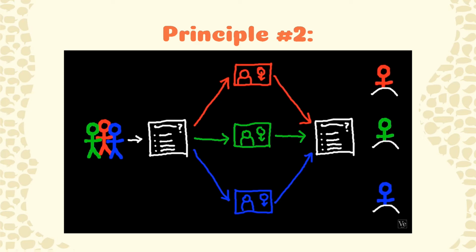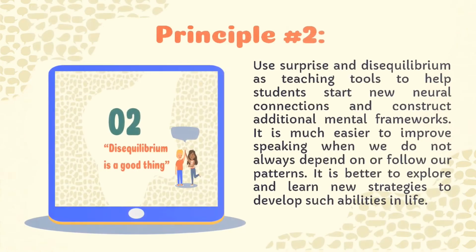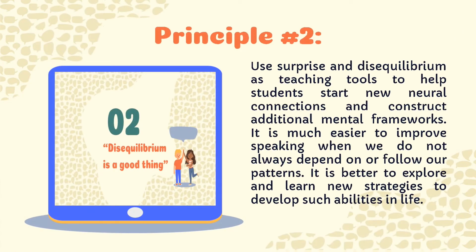Some of our students might have been studying English for a long time, so we must use surprise and disequilibrium as teaching tools to help them start new neural connections and construct additional mental frameworks. It is much easier to improve speaking when we do not always depend on or follow our patterns. It is better to explore and learn new strategies to develop such abilities in life.